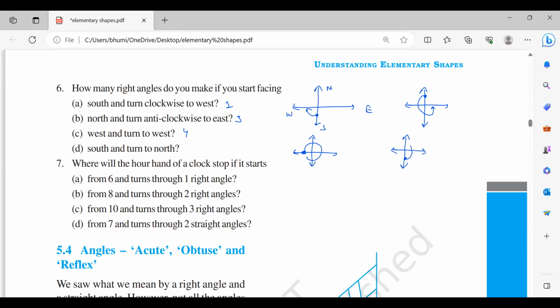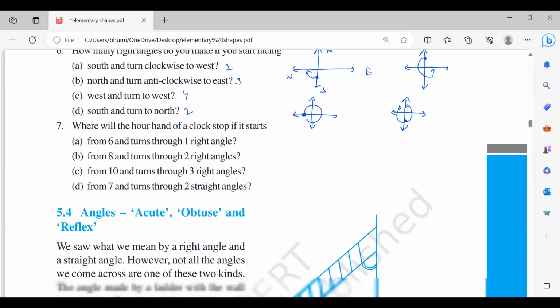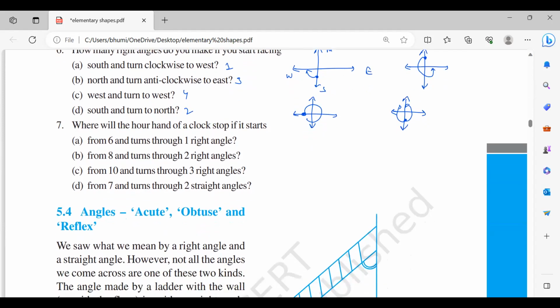Whether you go anticlockwise or clockwise, you will face 2. Where will the end of a clock hand stop? If it starts from 6 and turns 1 right angle, it stops at 9. From 8, if it starts from 8 and turns 2 right angles, that means 8 plus 6.